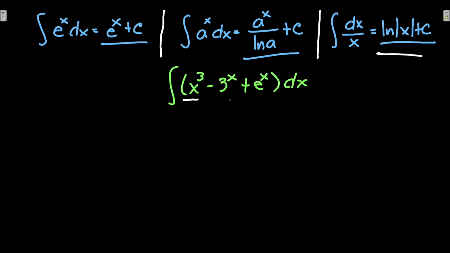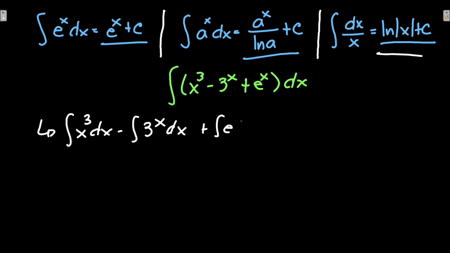The integral of x cubed minus 3 to the power of x plus e to the power of x dx. So once again, split this first in order to simplify it. And next up would be to put all constants outside the integral. There are no constants here. And though 3 here is a constant, it is raised by x, so you cannot put it outside. And there is no constant in here, so you are all good.